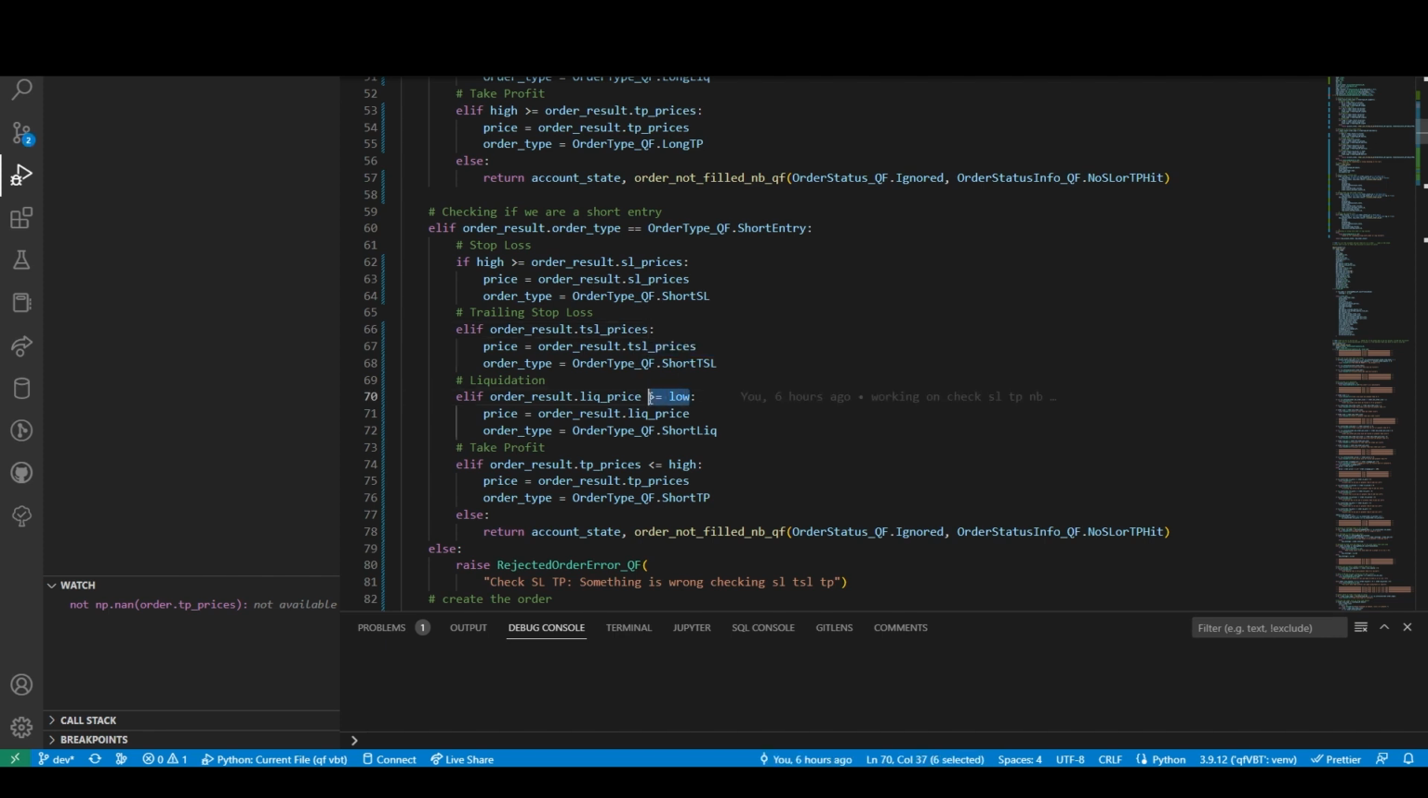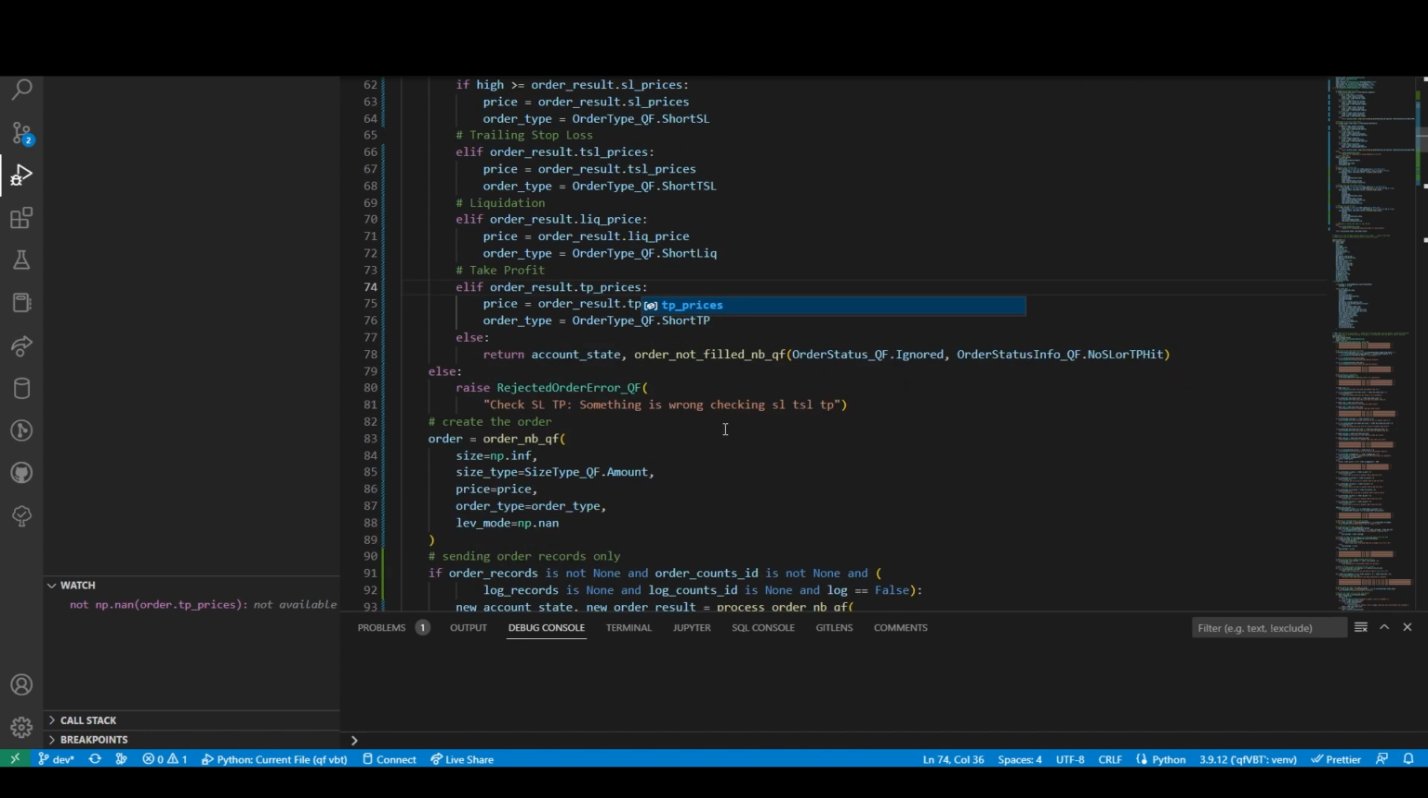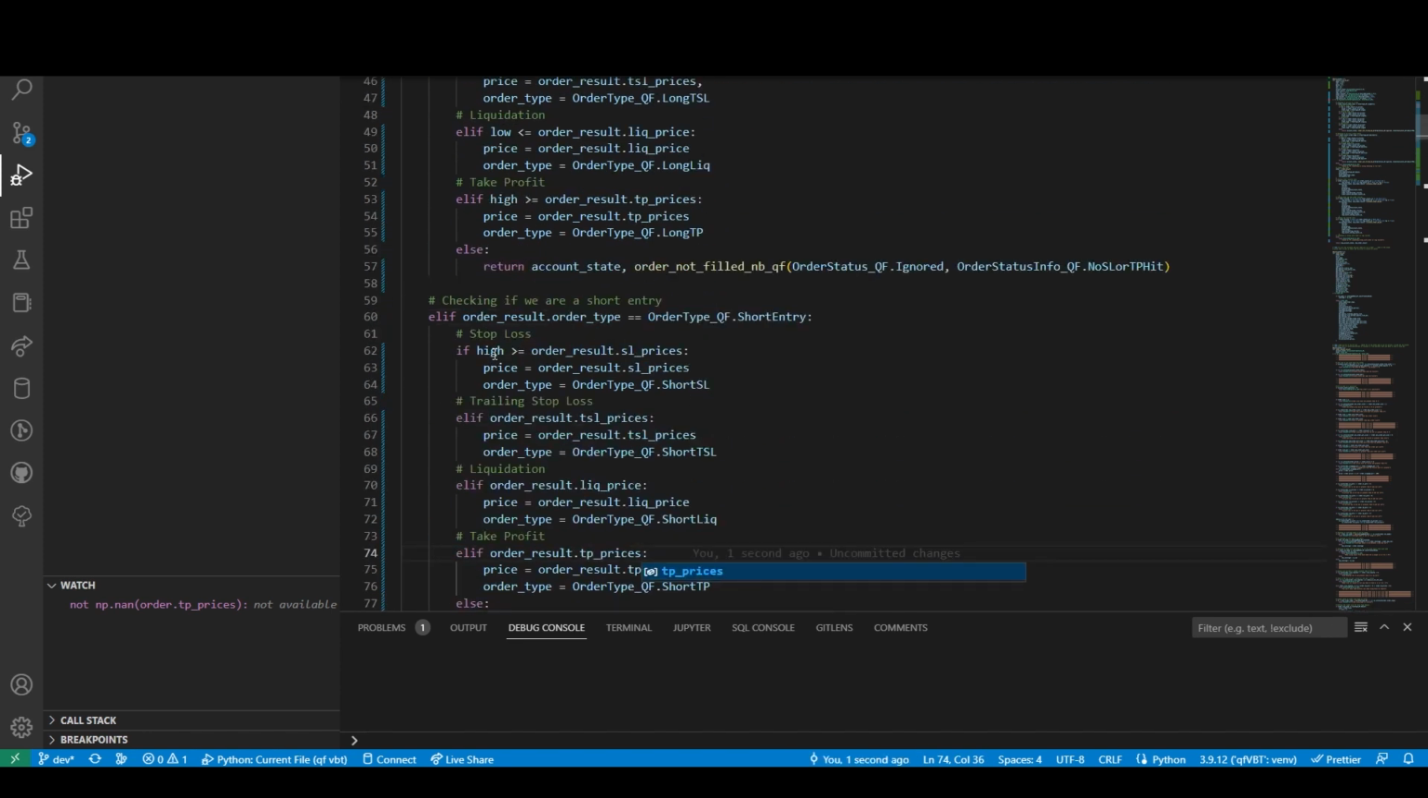Jesus Christ. I had this all completely wrong. Holy shit.